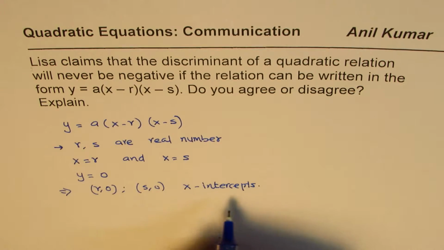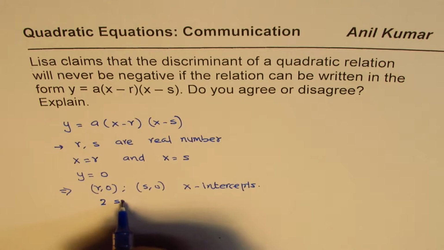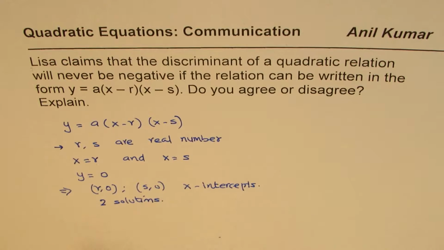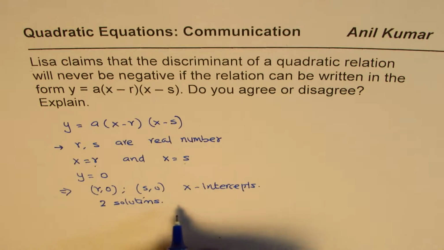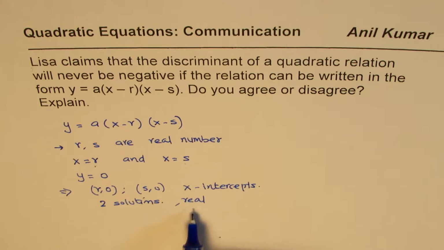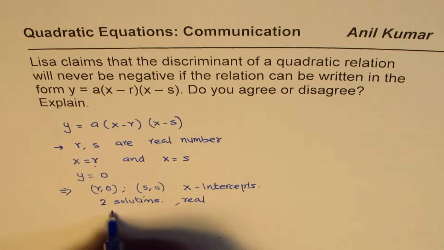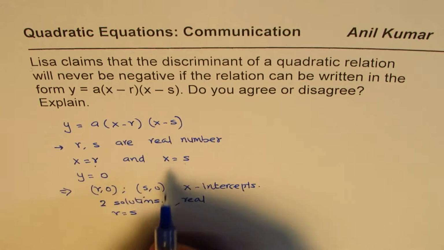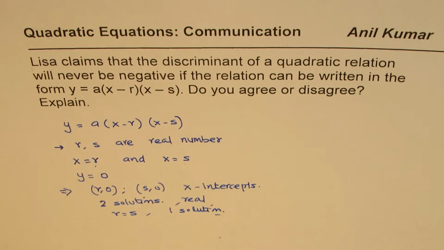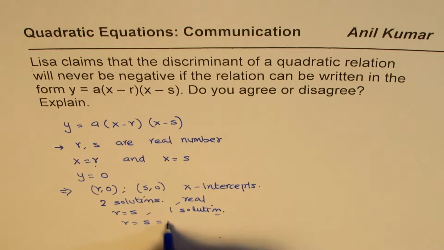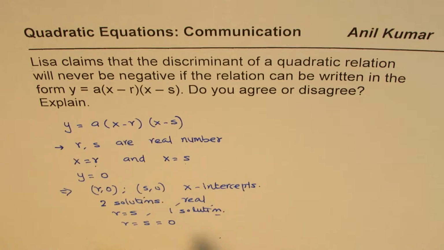That means the quadratic equation has 2 solutions, at x equals r and x equals s, and these are real solutions. Now, there could be a scenario where r equals s. If r equals s, then we have 1 solution. That is also possible. R and s can also be equal to 0. We can also have r equals s equals 0. So these are different scenarios.